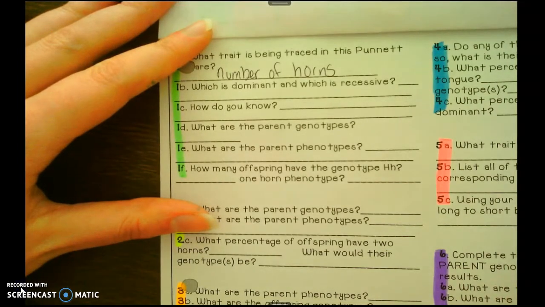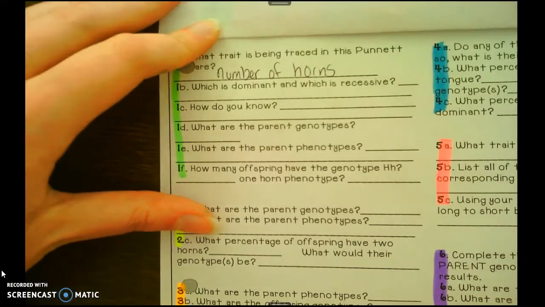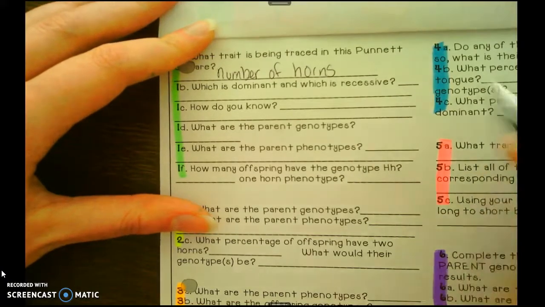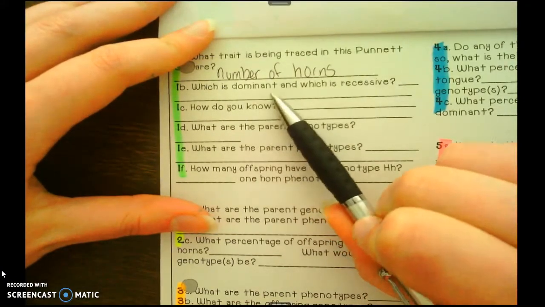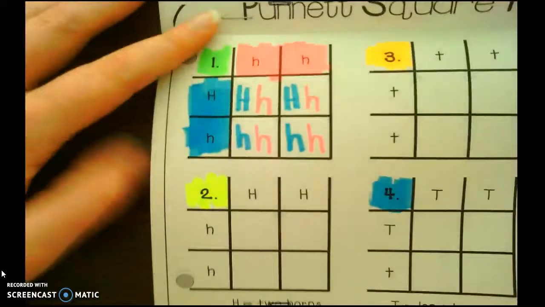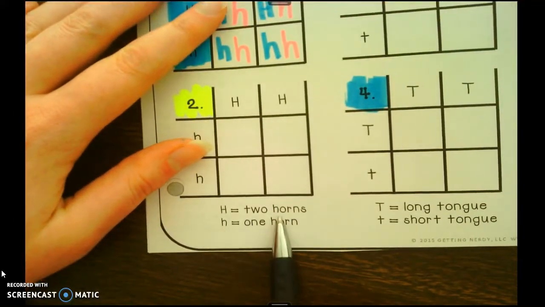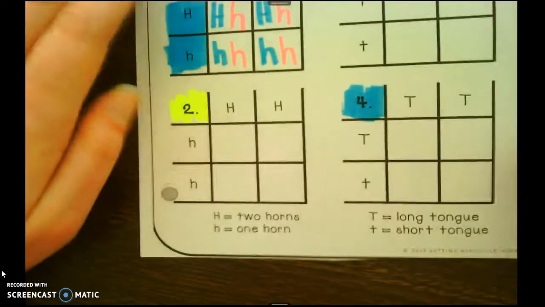And this is actually a trait that can be traced. We have rhinos that have 2 horns and rhinos that only have 1 horn. So this is an actual trait that could be traced. The next question says, which is dominant and which is recessive? Well, dominant is capital letter, so I know that 2 horns is dominant. The lowercase letter is recessive, so that's 1 horn.